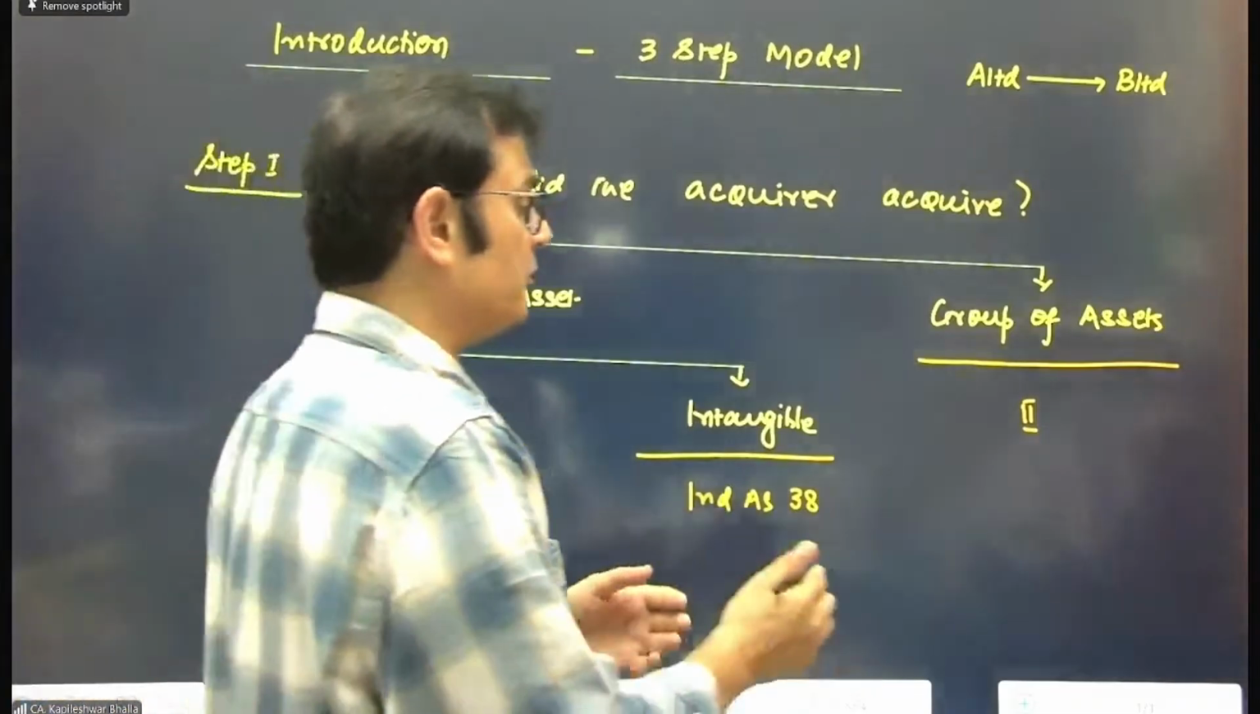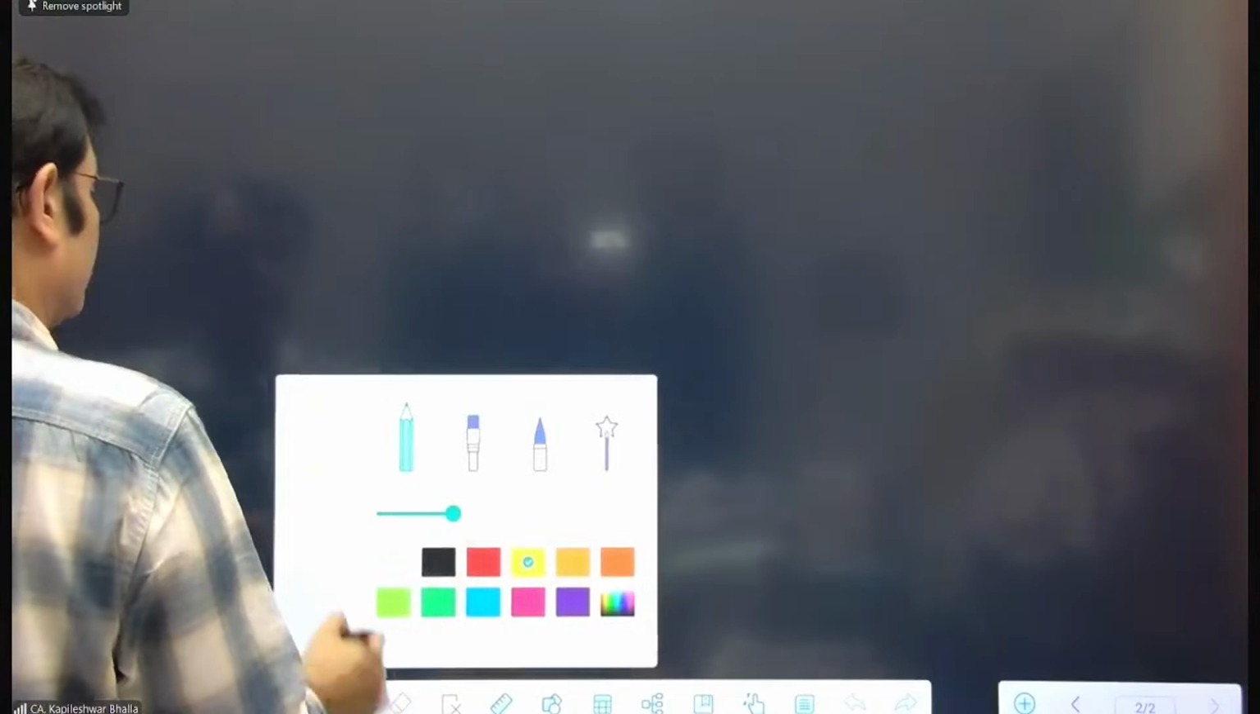Let's go to step number 2 and see the further inputs. So once we say that yes, he's acquired a group of assets, we go to step number 2. And now the focus point is to decide whether this group of assets is supposed to be a business or not. And there are certain tests which you already know, given in Ind AS 103, which is business combination, which helps you to decide is it a business or not.